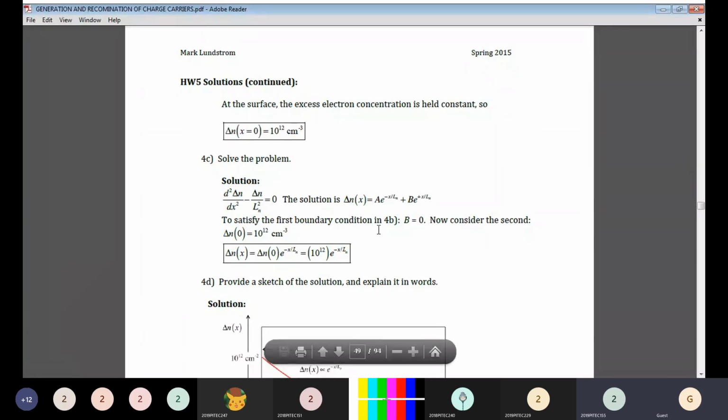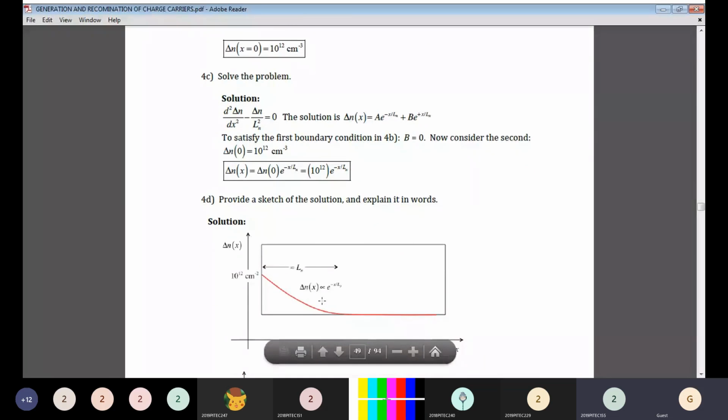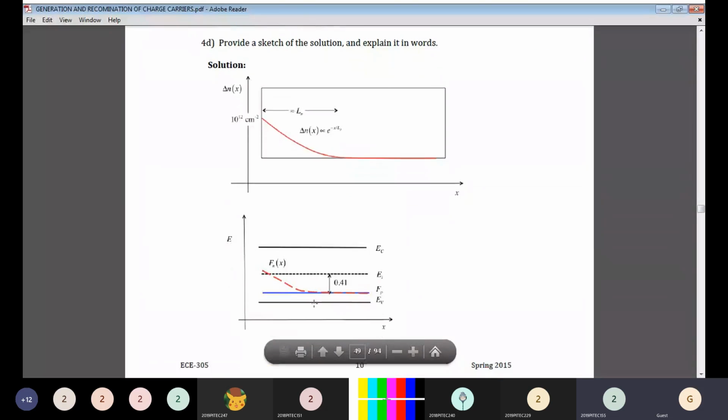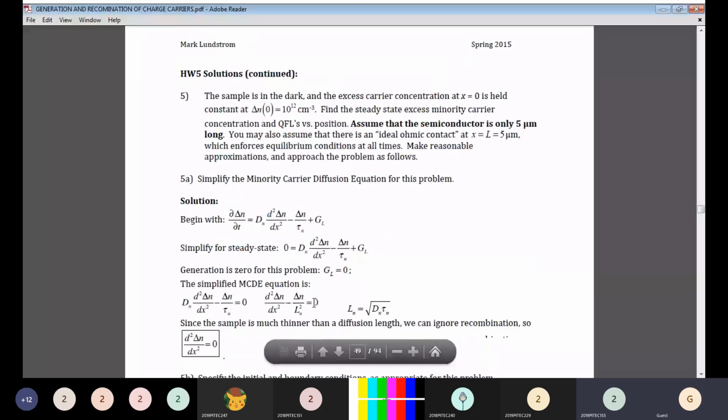To satisfy the first boundary condition, B equal to 0. Now consider the second, delta n of 0 equal to 10 to the power 12 per centimeter cube. So delta n of x equal to delta n of 0 into e to the power minus x by L1, equal to 10 to the power 12 into e to the power minus x by L1. So now provide a sketch for the above equation. So this is the diagrammatic part for the above problem.